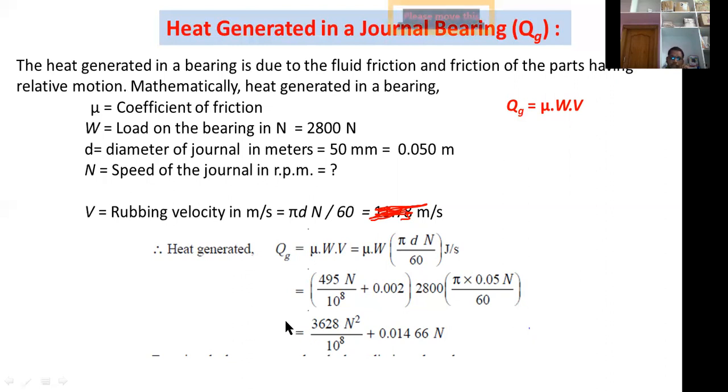This is the amount of heat generated, but in the question the amount of heat dissipated, Qd, is given. In this case I consider the amount of heat dissipated equal to the amount of heat generated. That value, equal to 80 watts, is given. So you have to use this value for finding out the value of N. You have to equate these two equations. Finally we got the value of N.